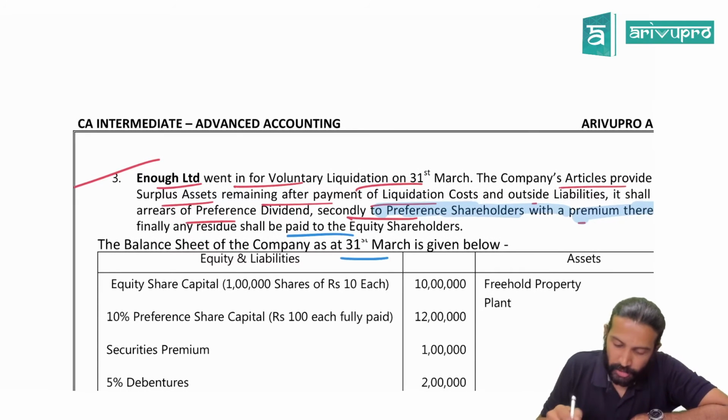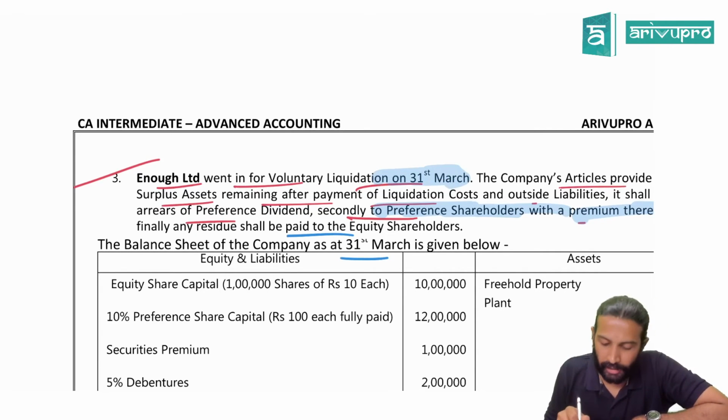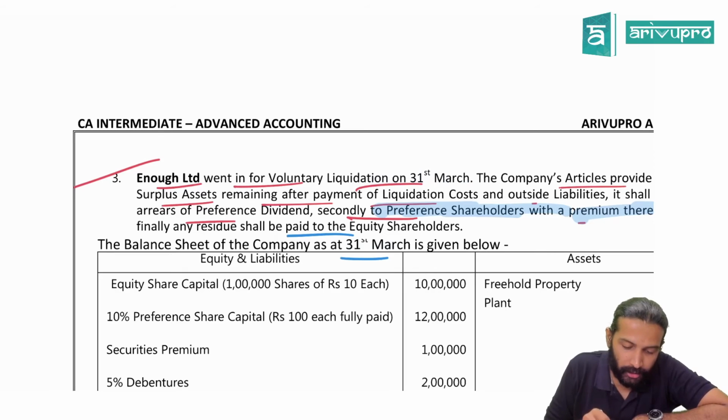On balance sheet on 31st March. In fact, liquidation date is also important for us. Let's underline that, sir. Liquidation date is what? 31st March. And they've given the balance sheet also on 31st March only. Let's underline. Dates are important, sir. Always keep in mind the dates.